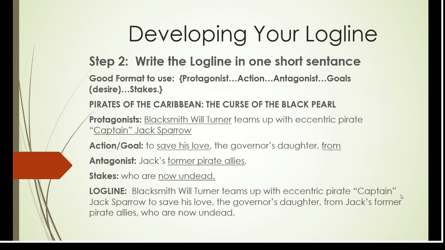So the logline reads, Blacksmith Will Turner teams up with an eccentric pirate, Captain Jack Sparrow, to save his love, the governor's daughter, from Jack's former pirate allies who are now undead. That's one long sentence, but it's a really good logline, and they show the protagonist, the action, the antagonist, the goals, desires, and stakes. So when you think through your thing, once you do the synopsis, you'll probably know the action. You'll know all these things. You'll know the protagonist, the action, the antagonist, goals, desires. You'll have that written down.